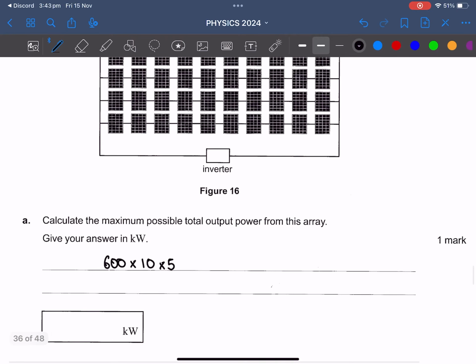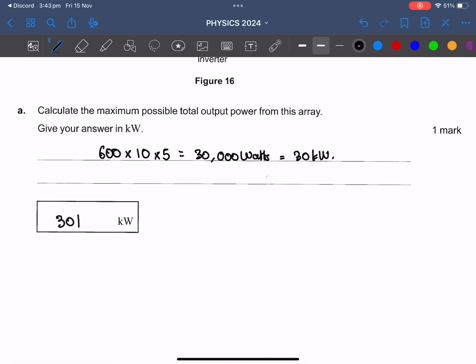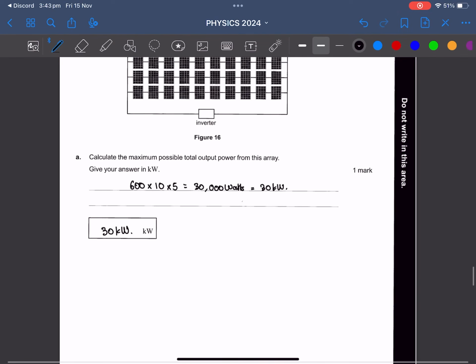So I'm gonna say it's 30,000 watts or 30 kilowatts maybe, as they want it in kilowatts. Yep, 30 kilowatt. Well, that was not needed.